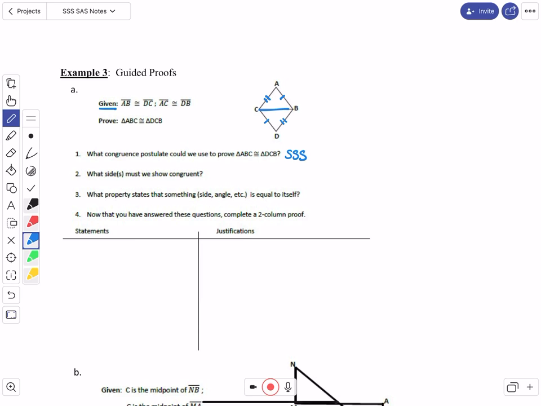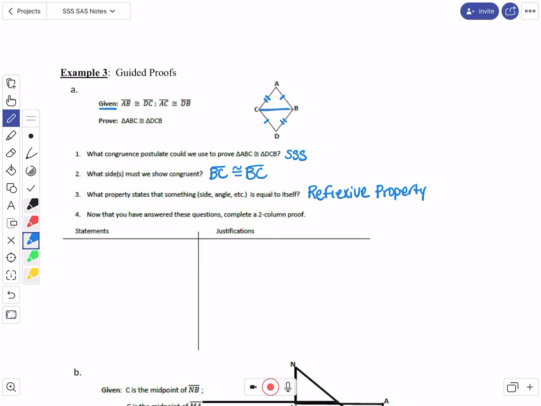Well, we need to show that BC is basically congruent to itself. And what property states that something is congruent to itself? And that property is called the reflexive property. That's called the reflexive property.